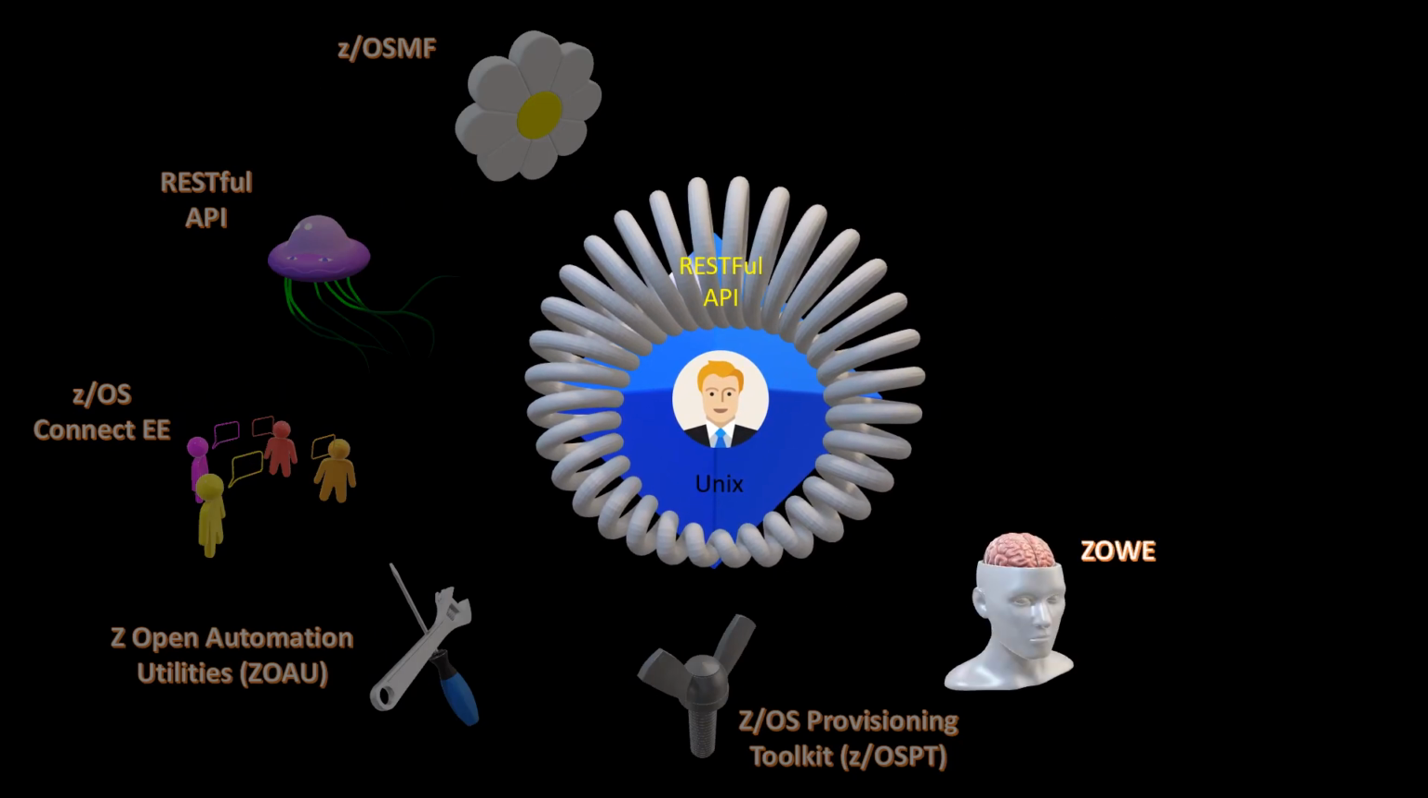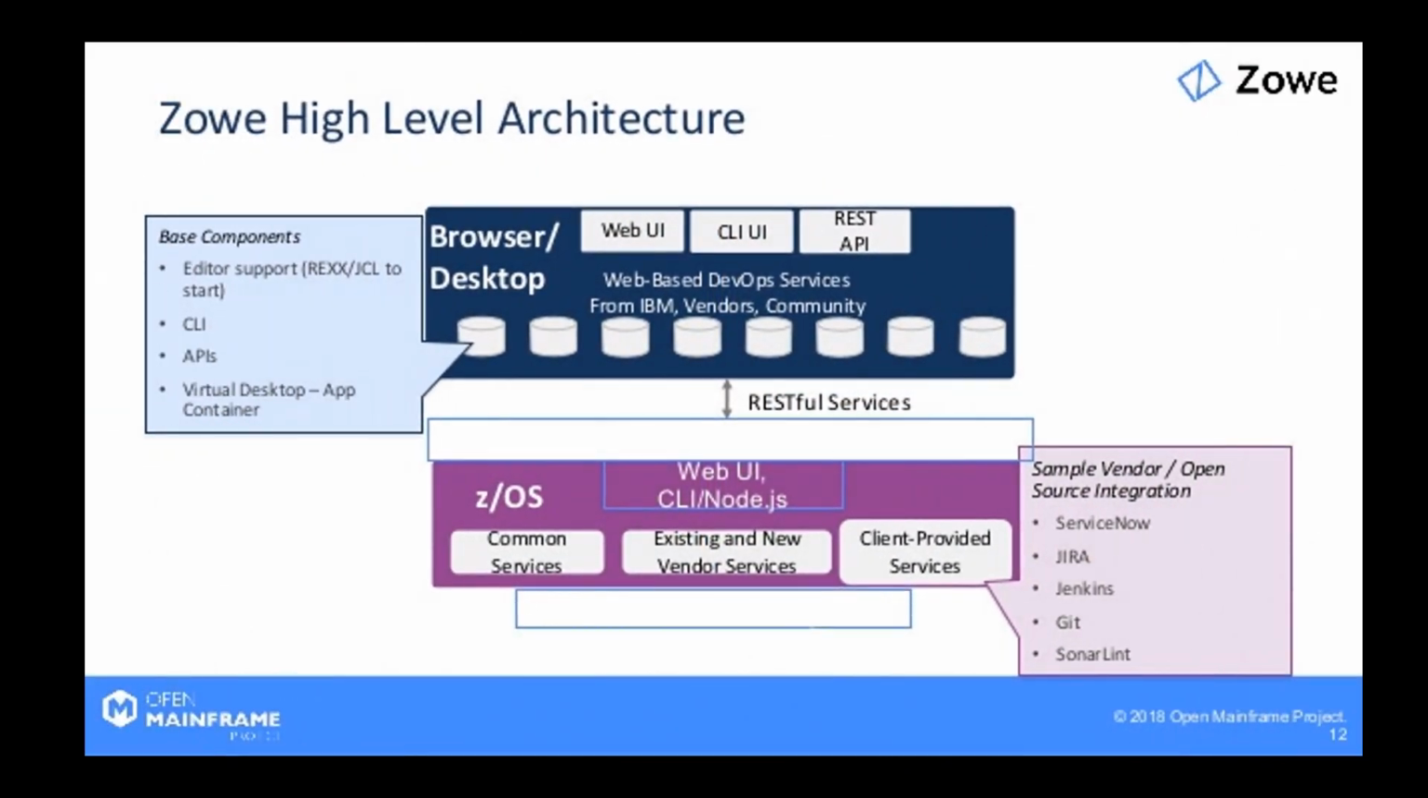Zowe. This is the first open source project for the mainframe, and many of you have heard about it. Zowe offers a modern interface to interact with z/OS and allows users to work with z/OS in a way that is similar to what users experience on cloud platforms today.